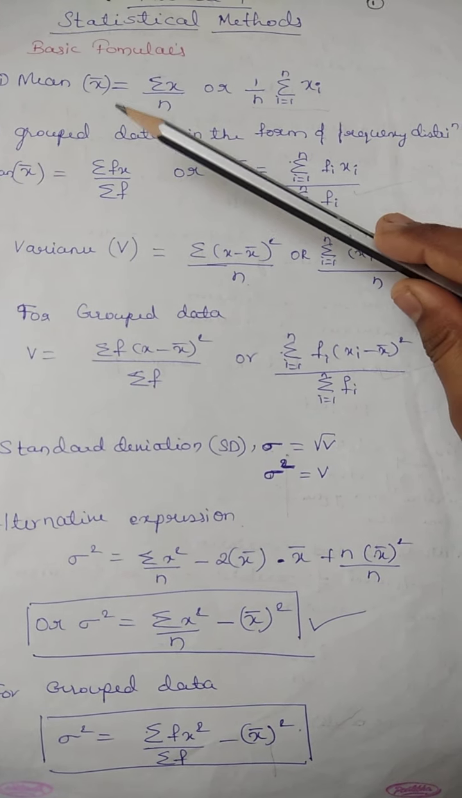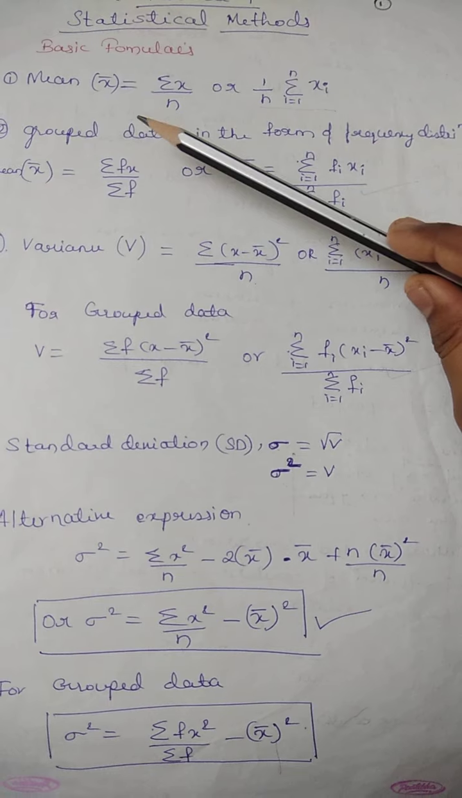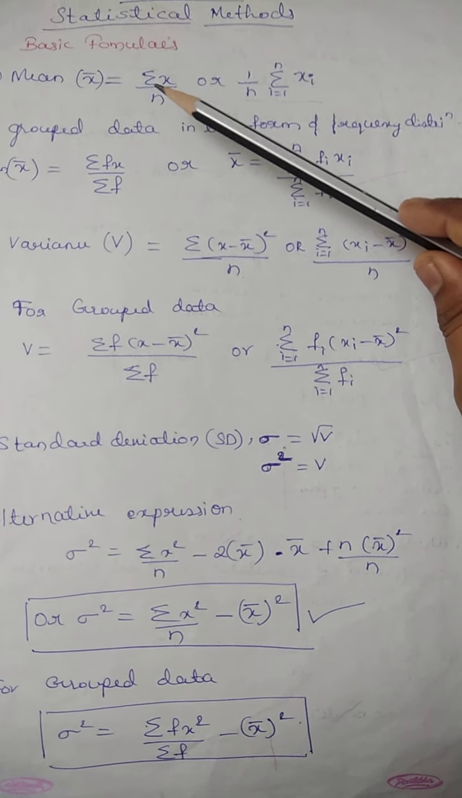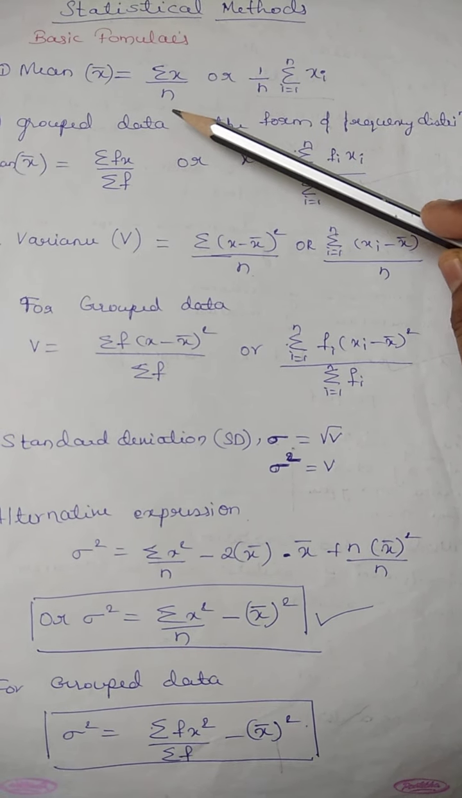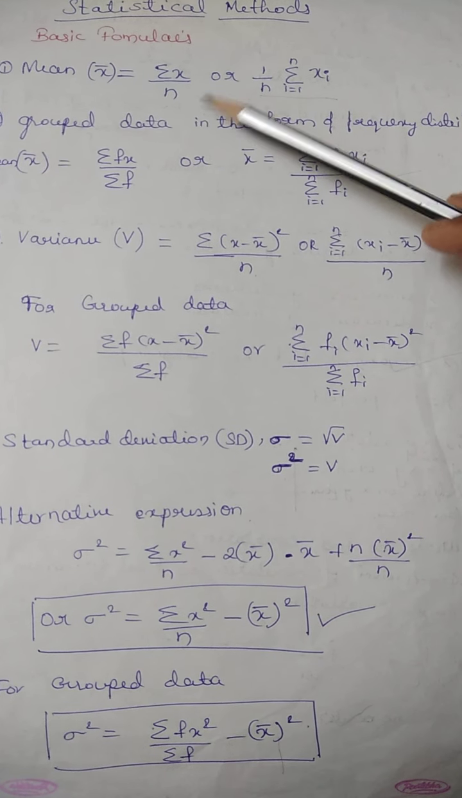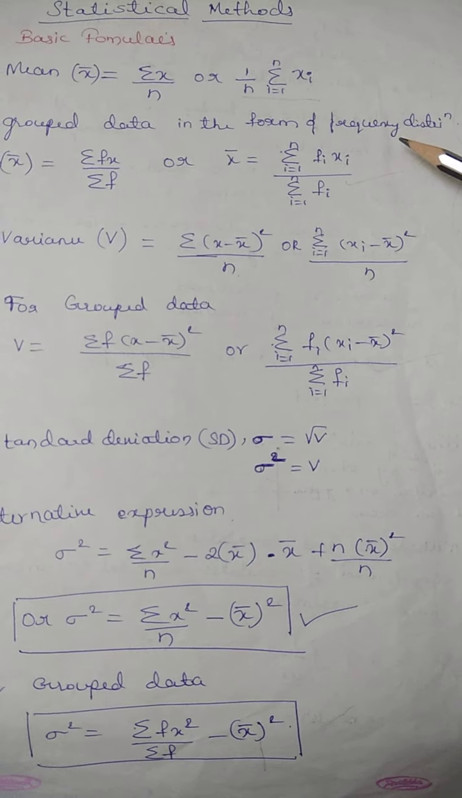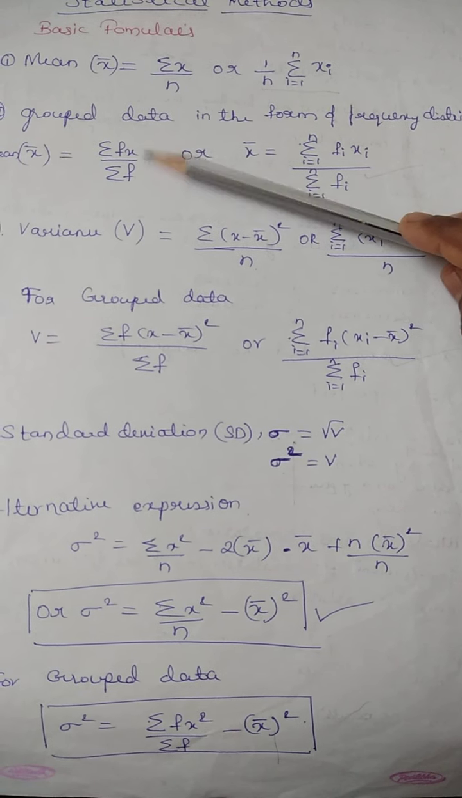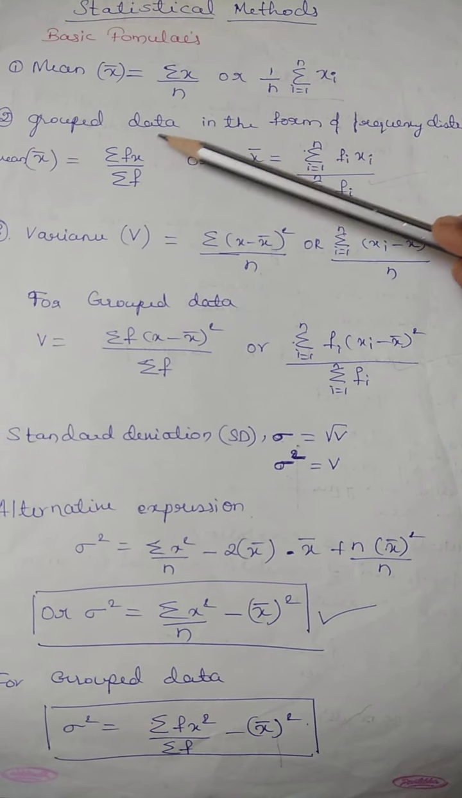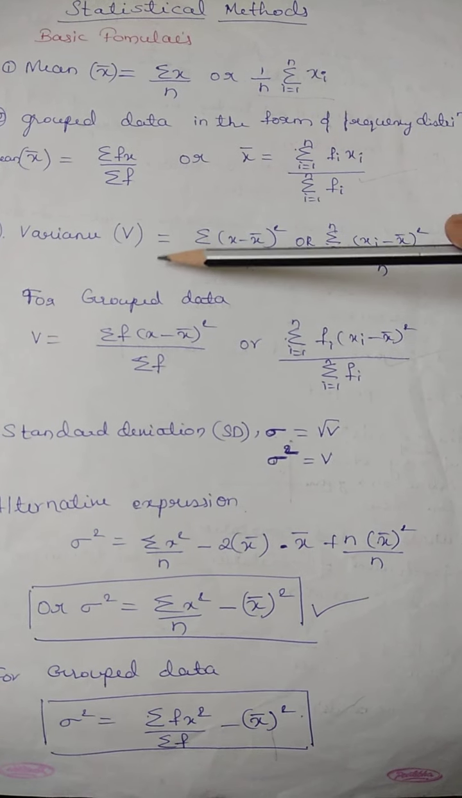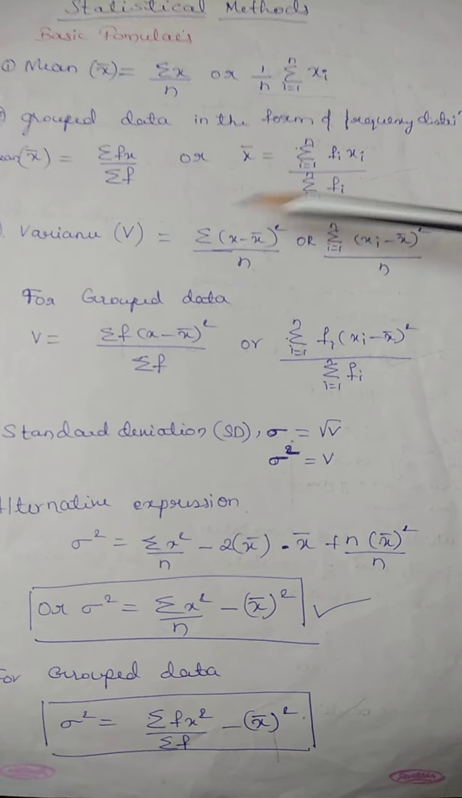So that is mean. To find mean for ungrouped data, that is equal to summation of x upon n. We are using this formula. And for grouped data in the form of frequency distribution, that is summation of fx upon summation of f. F is the frequency. Or you can use this formula.